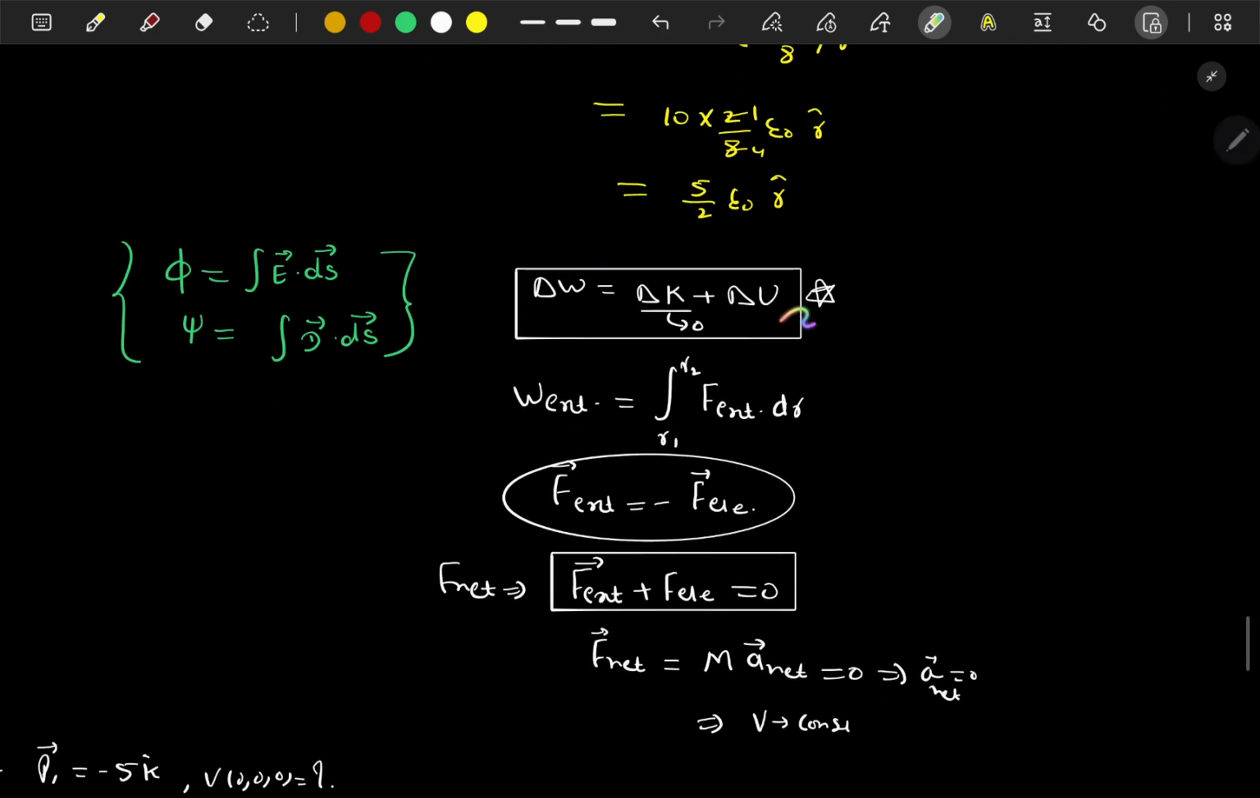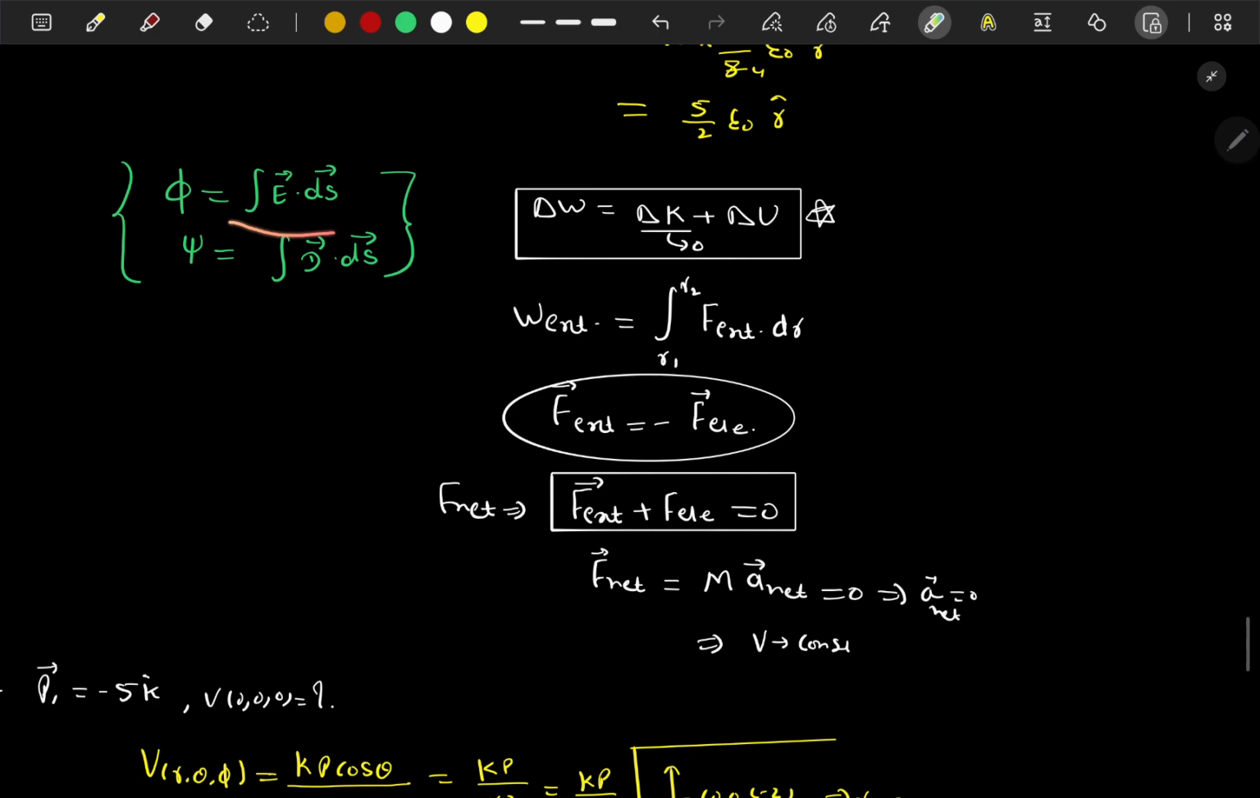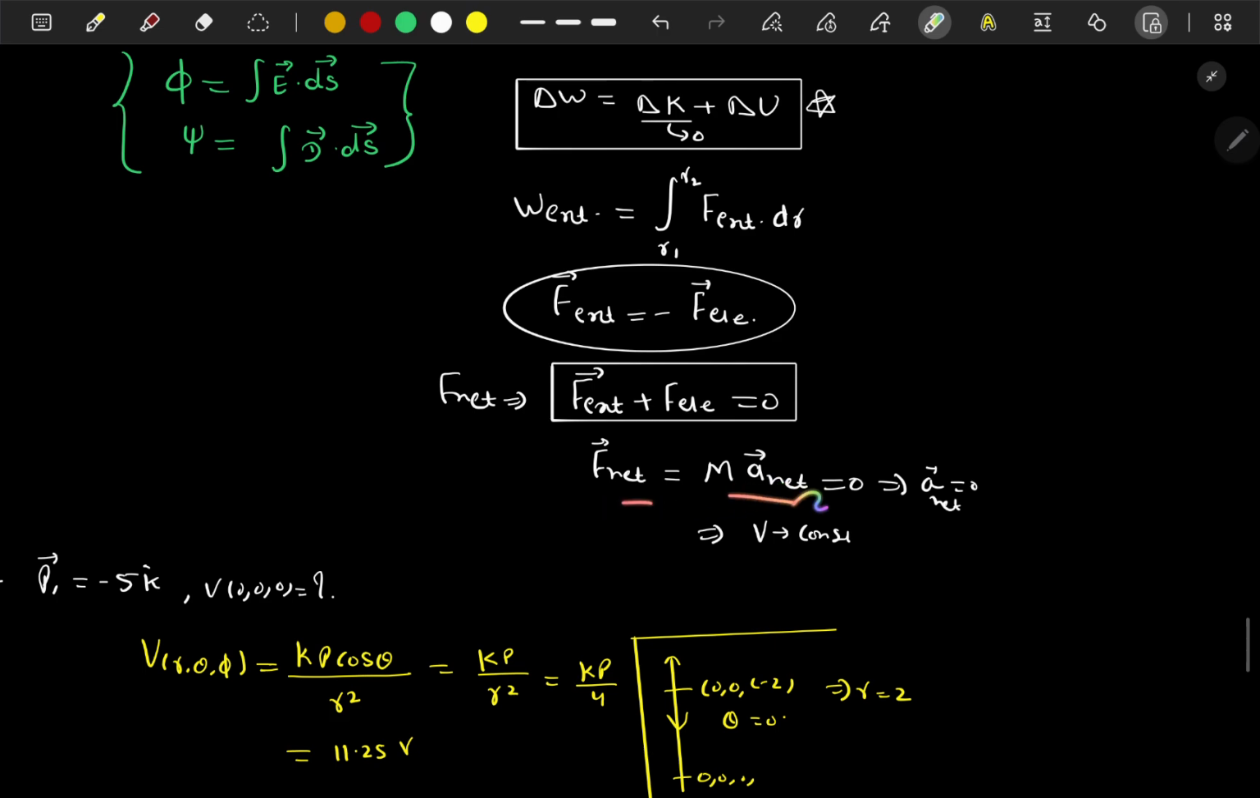Eventually it will happen. Now we know the potential relation, and from this we can also convert it into dV by ds, and we know work done is change in kinetic energy plus change in potential energy, and external work done is F dot dr. We know this. So here we can say that external work is minus F electric. So what will you get? You get F net, it's m a net, and when a net is 0 we say V is constant.